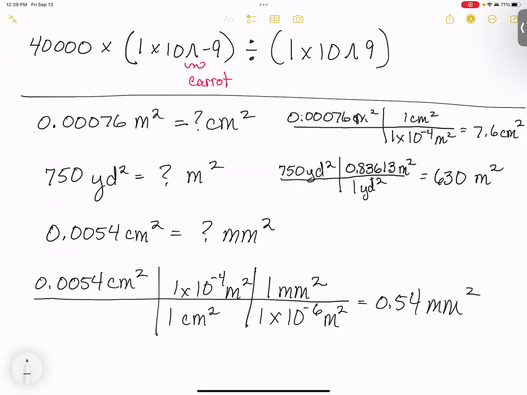But when you look at your sig figs, you have 2 sig figs in your original number. 5 is what I listed here. That's an unlimited. So my answer could only have 2 sig figs, and that's why I rounded it to 630. Or you could have written it as 6.3 times 10 to the 2.